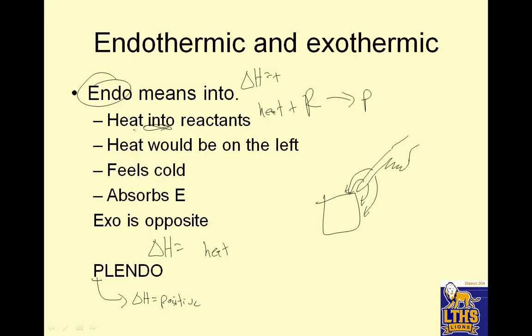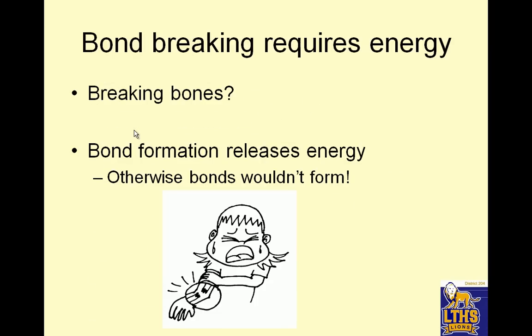That's the P. And L means heat is on the left. Positive, left. And this means endothermic. So notice here, heat is on the left, so it's endothermic. Delta H is positive, heat is endothermic. And exothermic would be the opposite. Heat goes out of the reactants, so heat would be on the right for exothermic. All these would be the opposite. It would feel hot, and instead of absorbing energy, it would release energy.